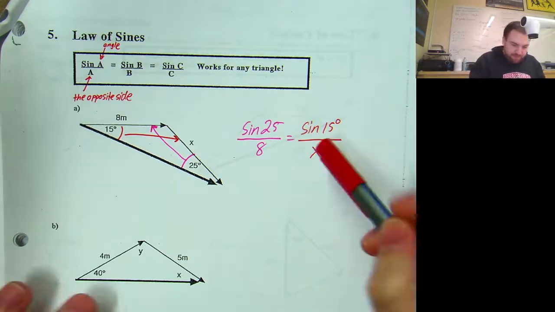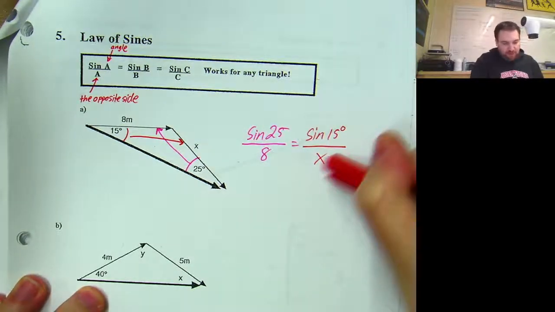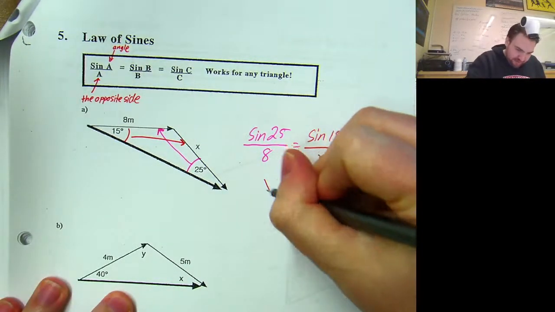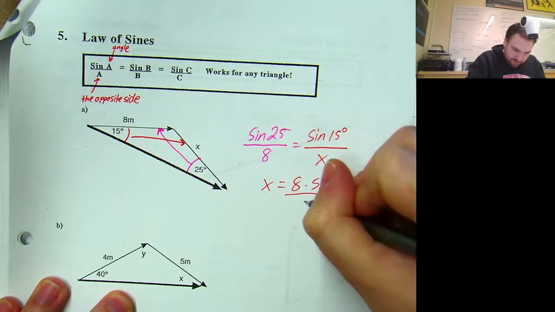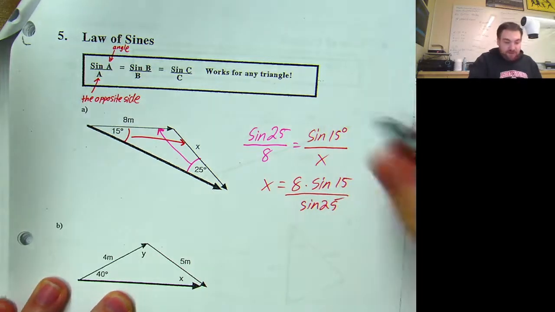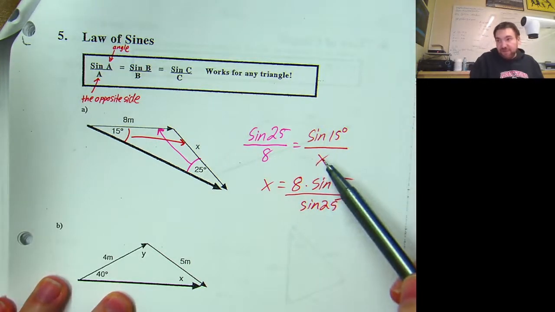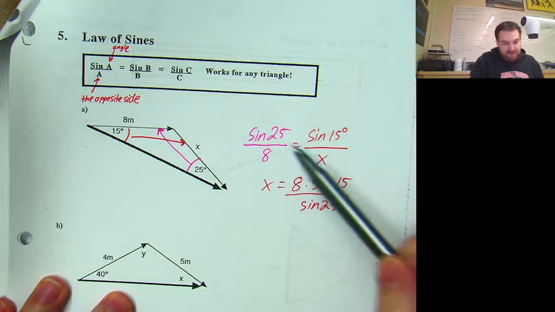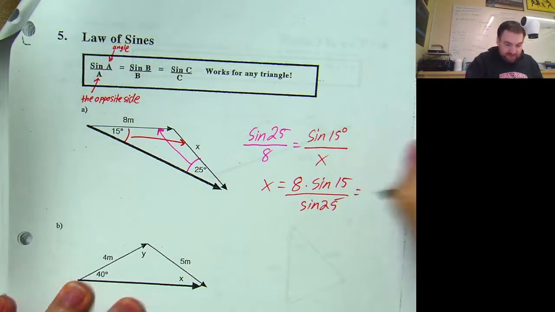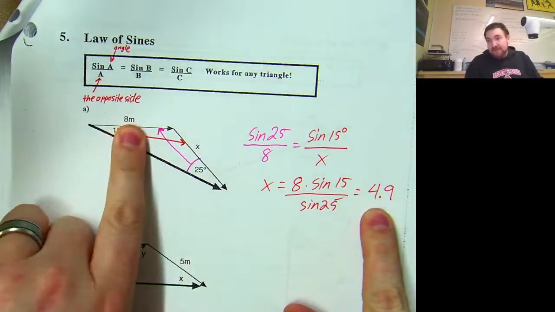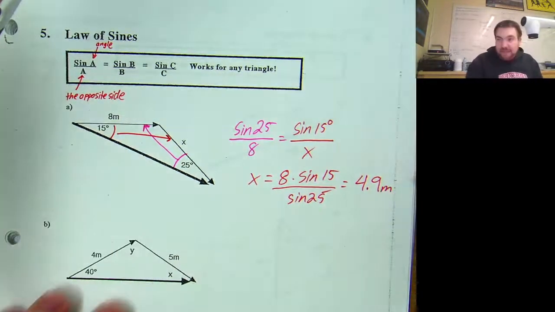We're going to multiply the x up, divide sine 25 down, and multiply the 8 up. So we're going to get x equals 8 times sine 15 over sine 25. Again, the x we're looking for gets multiplied up, the 8 gets multiplied up, and the sine 25 gets divided down. If we run that through, we get that x is equal to 4.9, and that's a side length. This side length was in meters, so this is also going to be in meters. Believe it or not, this is a useful formula that we're going to want to have access to relatively easily.